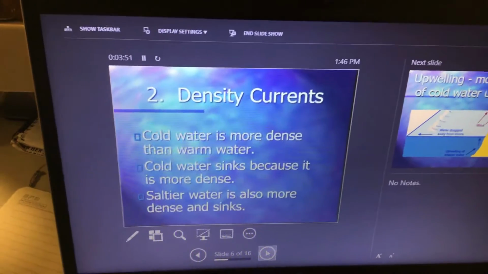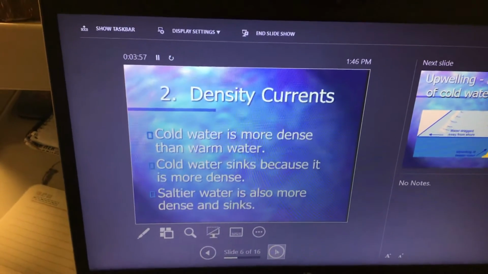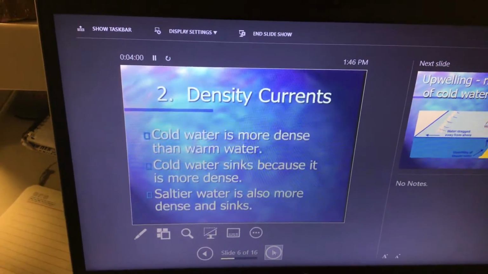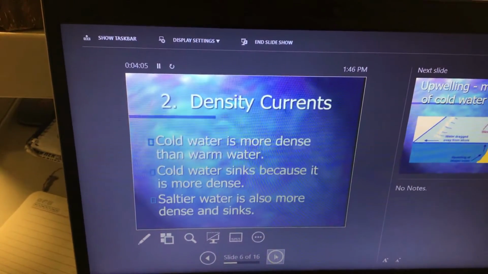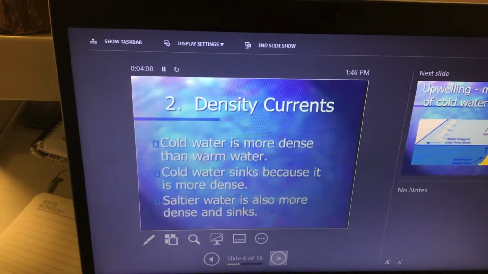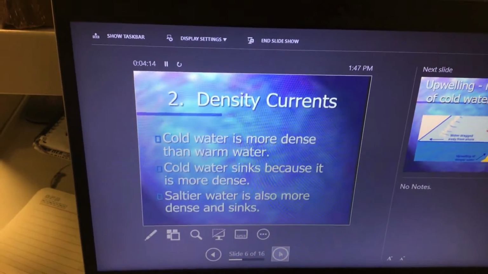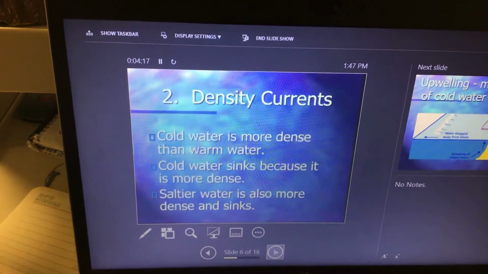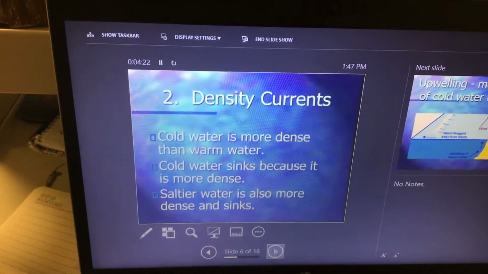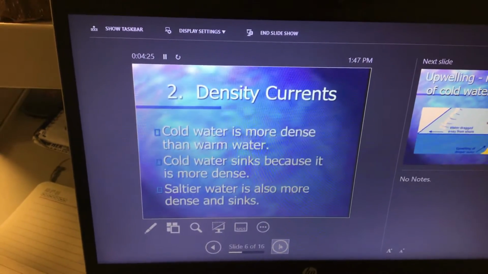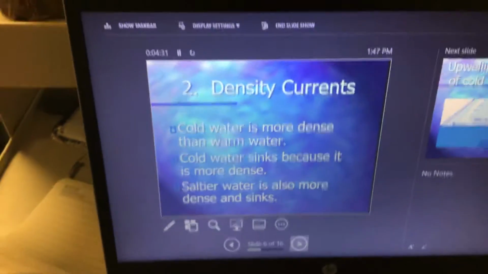Now you might say, okay, well, duh, the bottom of the ocean is going to be cold because there's no sun. Well, there are volcanic vents that also heat up water. So if we have volcanic vents heating up water, that water is going to rise up to the surface, and the cold stuff will fall. So density currents, it's all about the differences of density. Cold water is more dense, so it's going to sink. Warm is less dense, so it's going to rise. Saltier water is more dense, so it's going to sink. So all of those have to do with density.